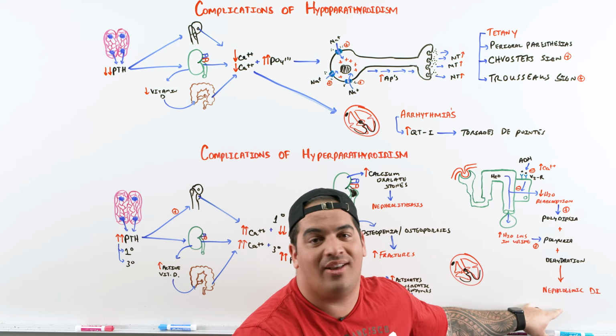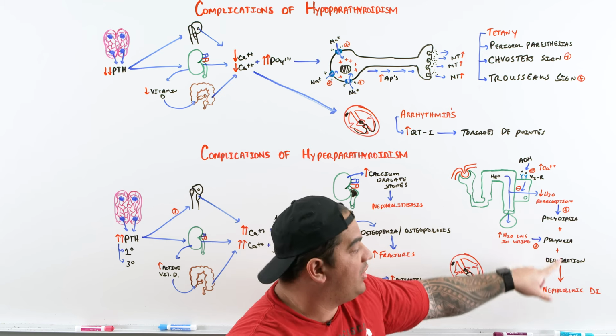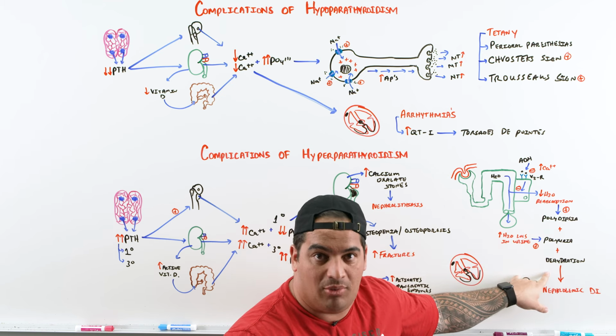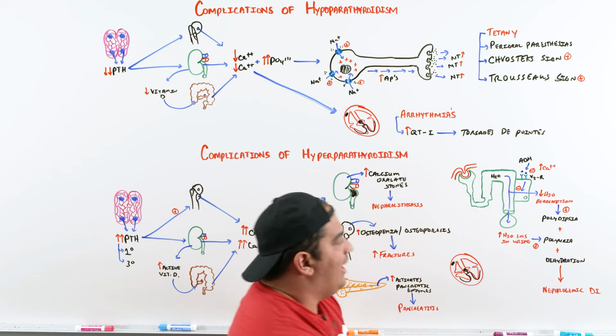You're on the throne peeing all the time because you're having massive polyuria, you're thirsty as a result, and you're becoming dehydrated from all that volume loss. This is really, really important. The last one is I like to remember an add-on.